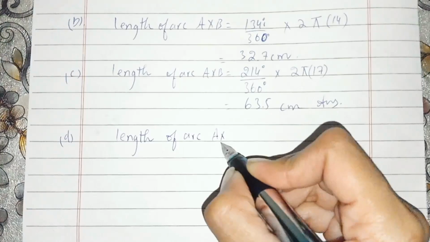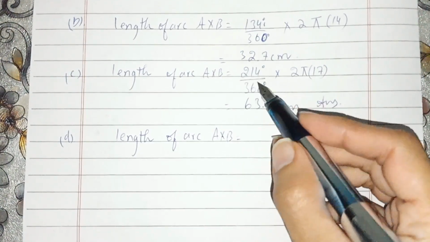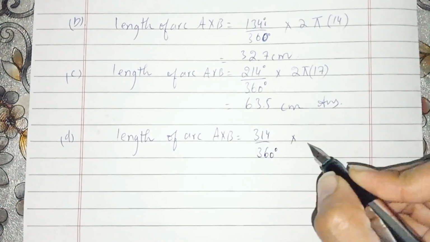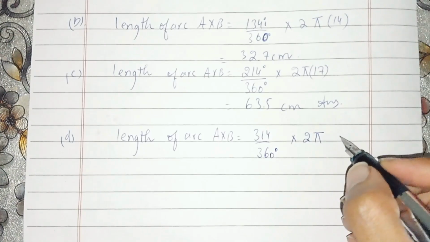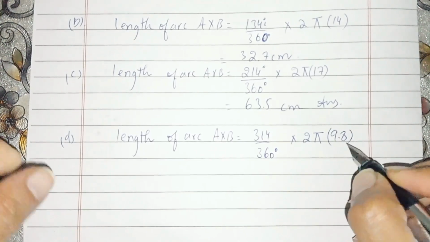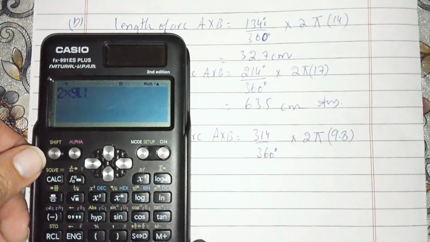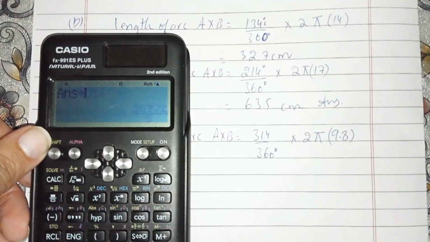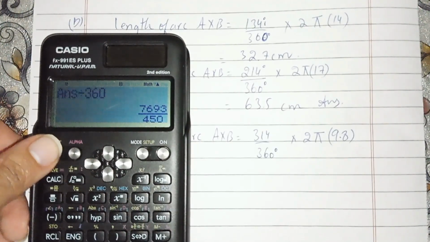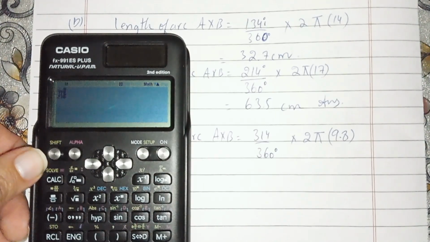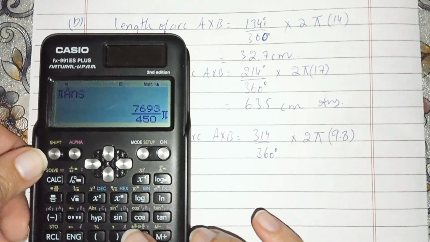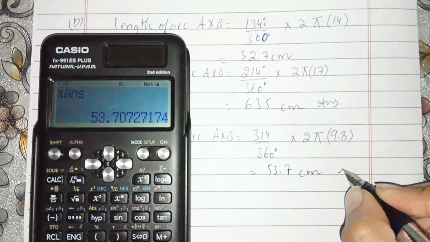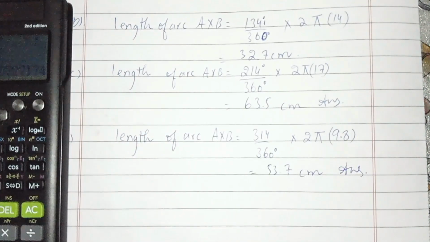Now students, part number D, length of arc AXB, and x degree is given to us 314 divided by 360 degree multiply by 2 pi, and r is also given to us 9.8. We have to solve it. 2 multiply by 9.8 and multiply by 314 divided by 360 and multiply by pi, and we get 53.7 centimeter answer. And now students, question number 7 is solved.